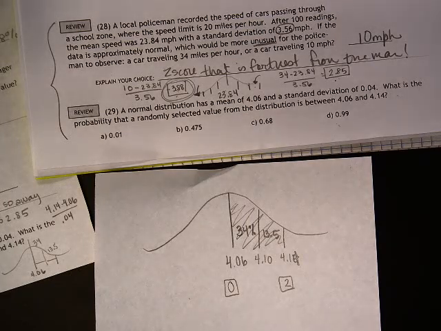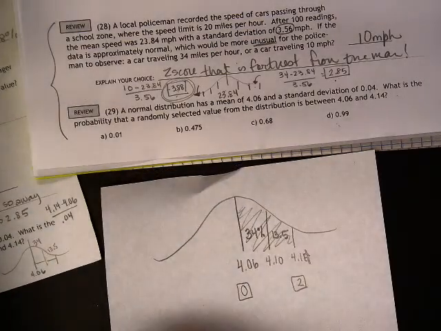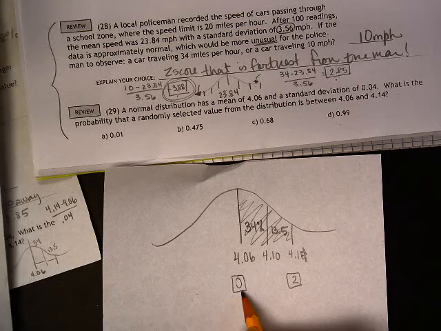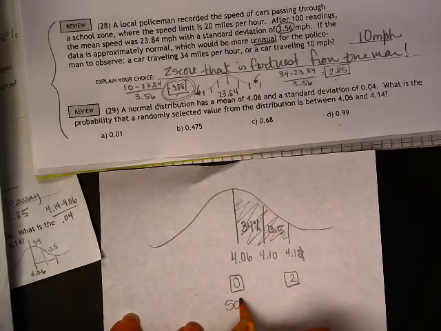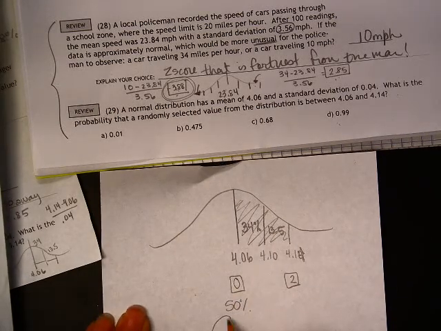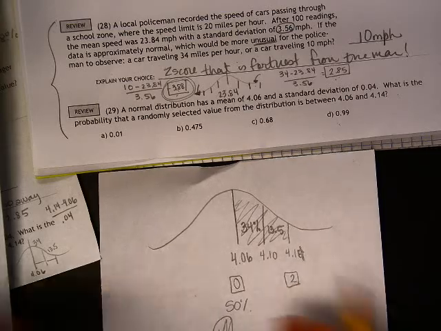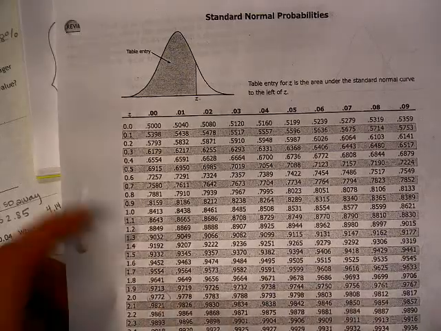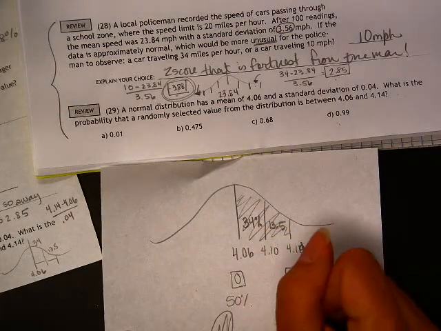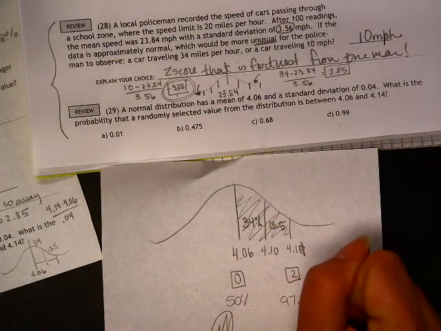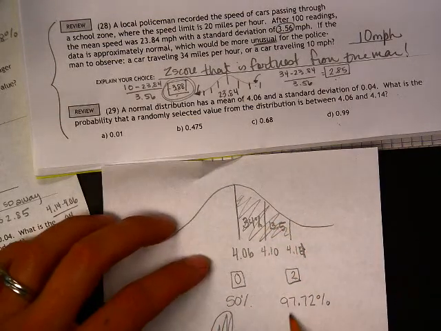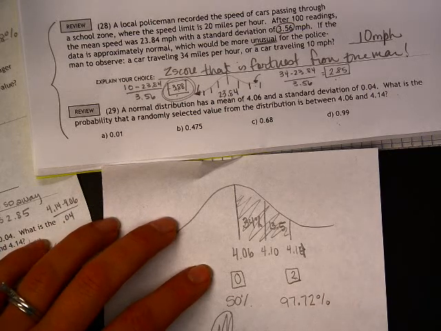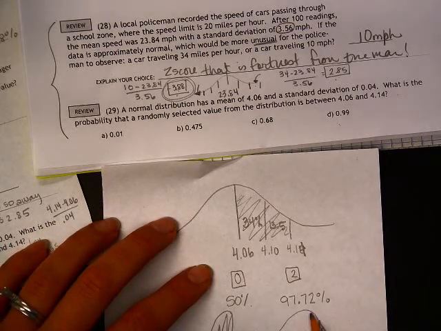So if I look up my z-score of 0, I'm going to get 50%. But remember, that's this part. And then if I look up my z-score of 2, I get 97.72%. So what I want, if you're looking at that, that's all of this.